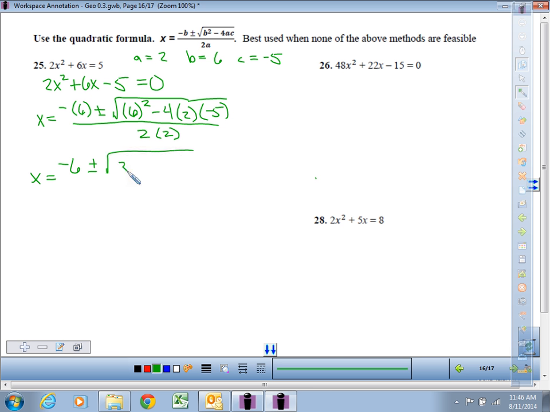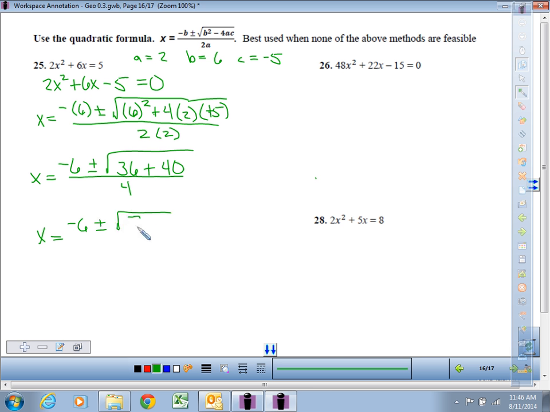6 squared is 36. Let's do some quick mental math. What I like to do is get rid of my signs and take care of my signs first. A negative times a positive is negative. Times a negative, so I have two negatives. They're going to cancel out, and this is going to be a positive. Then we can do the math. 4 times 2 is 8. 8 times 5 is 40. All over 4. So we have x equals negative 6 plus or minus the square root.